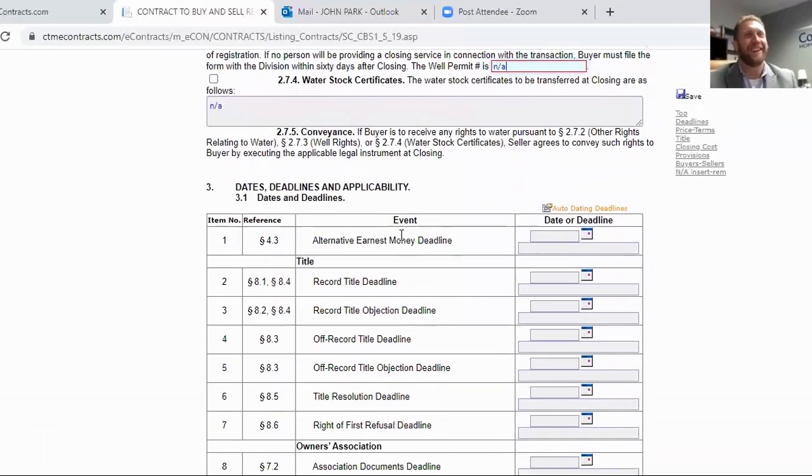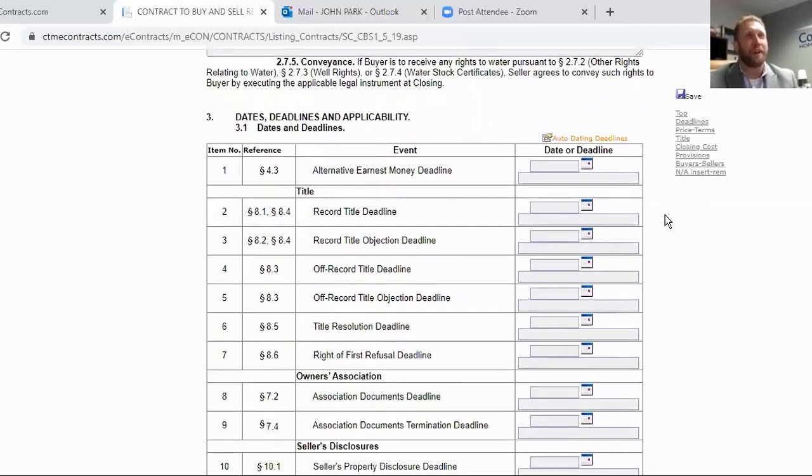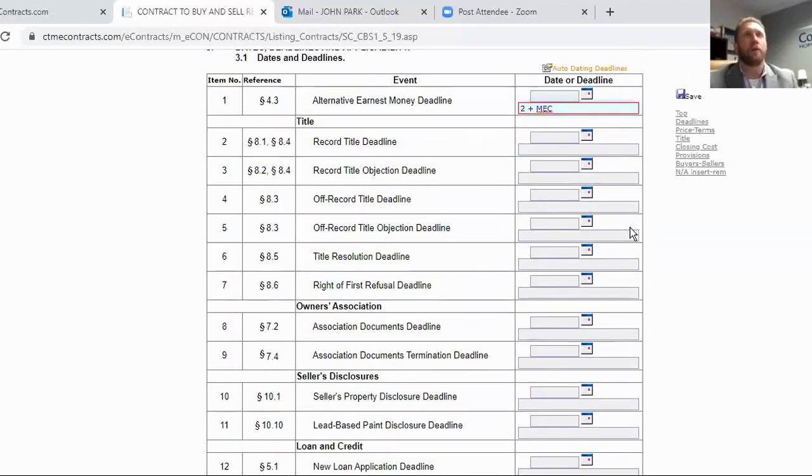Okay. All right, let's go to the dates and deadlines. The most important part of the contract here, John. Okay, let's see. I like to do this. I don't know if you agree. How about 2 plus MEC on the first one? So, John, I guess we're just going to do MEC all the way through, right? No, just the first one. Well, we could do MEC all the way through. That way they know the timeline, I think. So we could do a range of what we do. Sure. So I usually use 3 days personally. Okay. So I think 2 to 3 days.